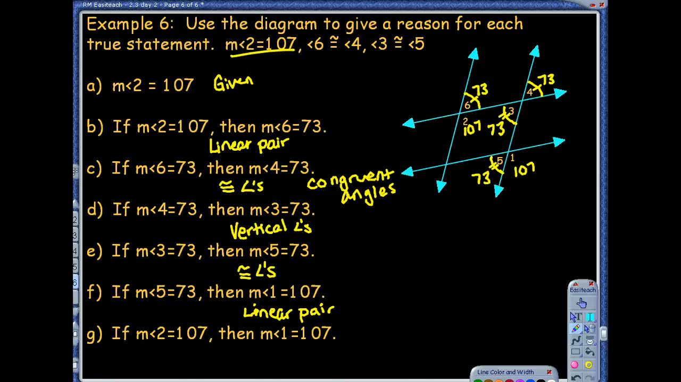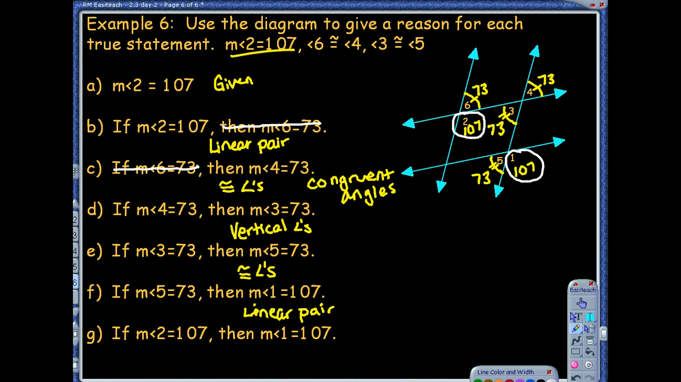If the measure of angle 2 is 107, then the measure of angle 1 is 107. Why do you think that is? While we were going through these statements, I noticed that if I start at B, where that one ended, the next one started with that, and I kept doing that. What did we call that? The law of syllogism.